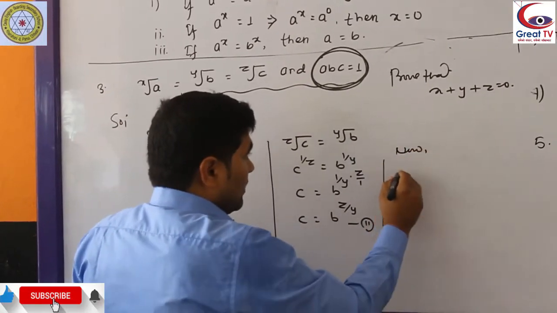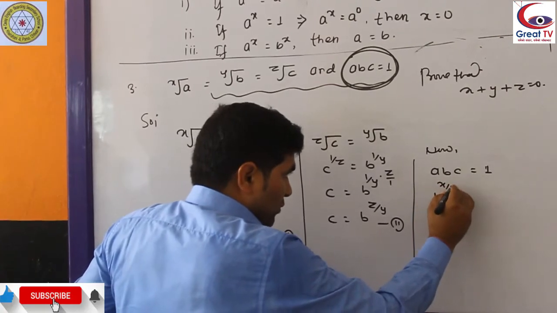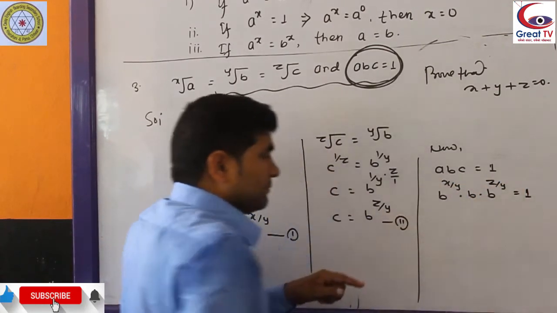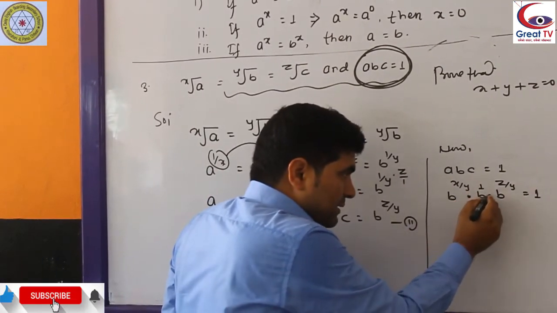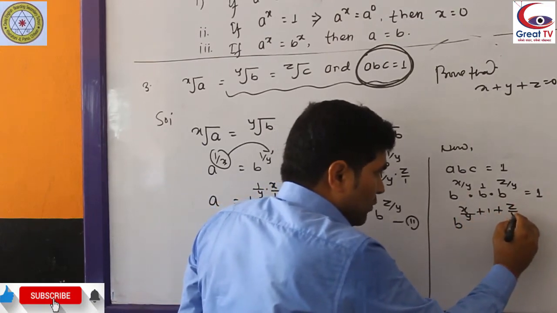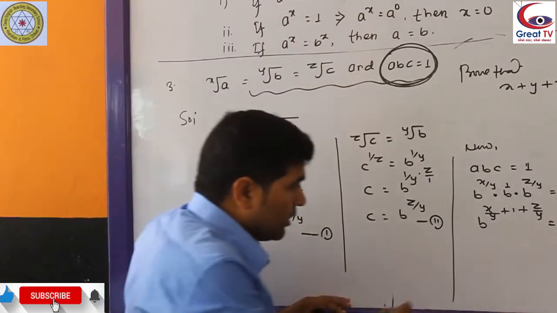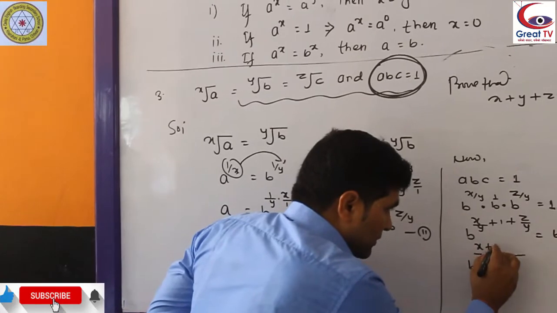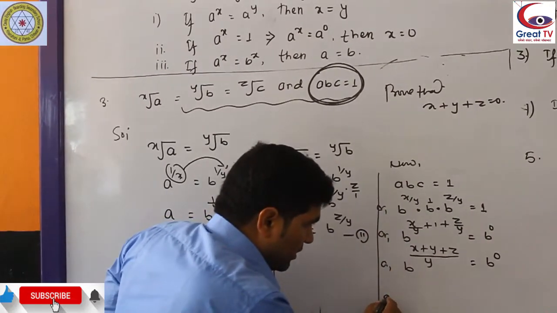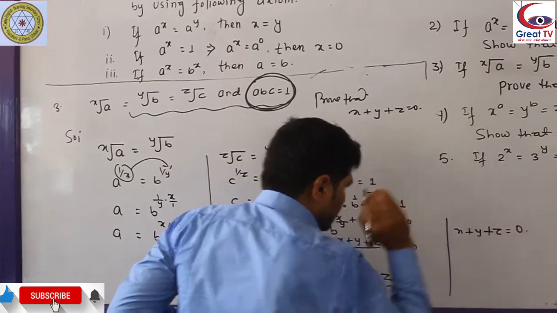Now abc equal to 1. Put the value of a in b form: b power x by y, dot b is b, now c is changed into b form: b power z by y, equal to 1. And same base multiplication, now we can add the powers. Now the power becomes x by y plus 1 plus z by y, and we can write b power. We can use this axiom. b power, take LCM y. Now x plus y plus z equal to b power 0, or x plus y plus z equal to 0. Finally, x plus y plus z equal to 0. This one is true.